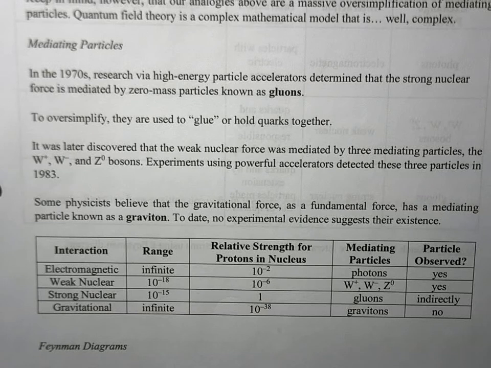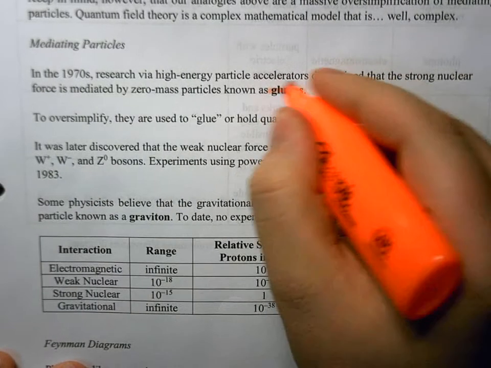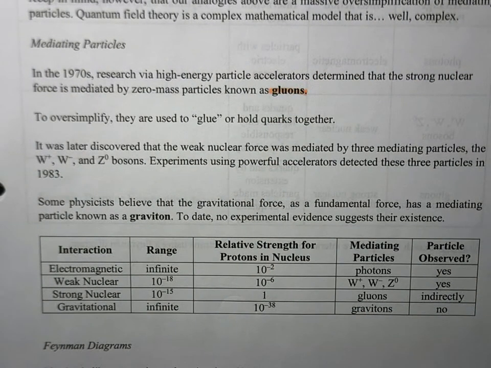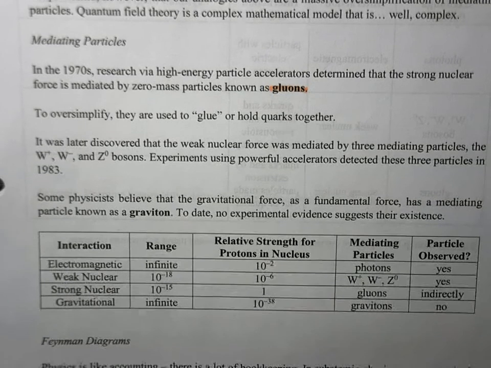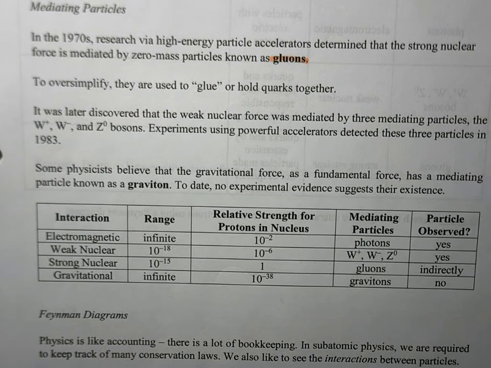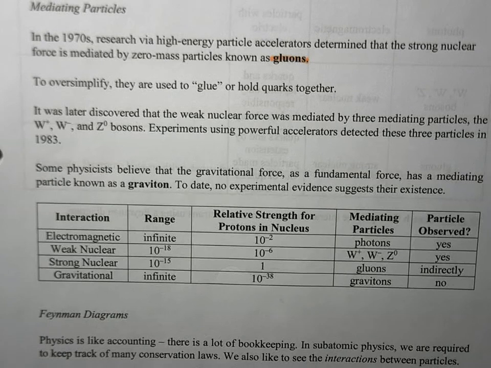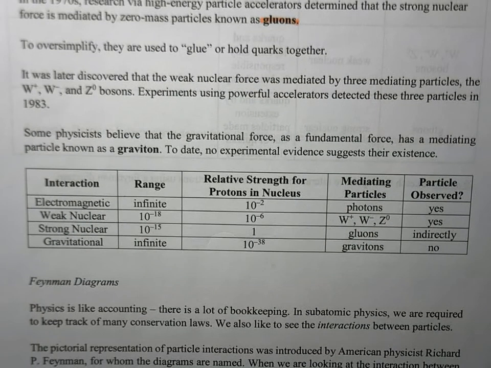So, in the 70s, high energy particle accelerators determined that the strong nuclear force is actually carried by a particle known as a gluon. So the gluon is the mediating particle for the strong nuclear force. To oversimplify the gluon's role, we think of it as the glue that holds quarks together. That's what we mean when we talk about gluons. But again, for those of you that are a little bit more advanced in physics, I realize and admit that's an oversimplification.